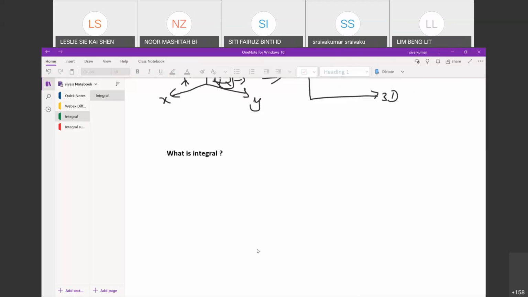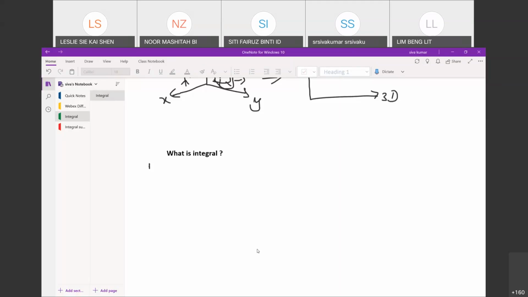What is an integral? Any answer? Integral is basically the area under a curve. Very good, correct. The basic answer is correct: the area under a curve. Now this is what you've been taught. Today I'm going to introduce to you something in a different way.